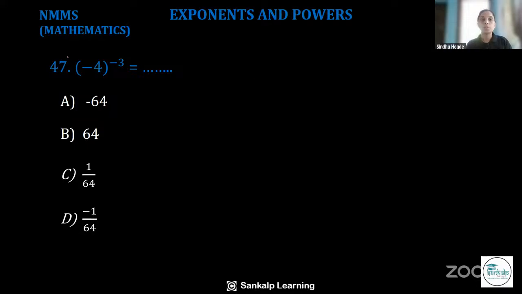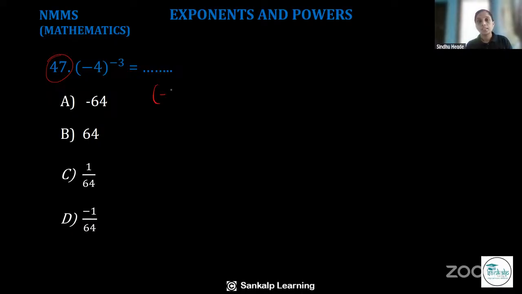Let us see question number 47 of the chapter NMMS Maths, Exponents and Powers. (Minus 4) whole raised to minus 3 is equal to dash. Option A minus 64, option B 64, option C 1 by 64, option D minus 1 by 64.